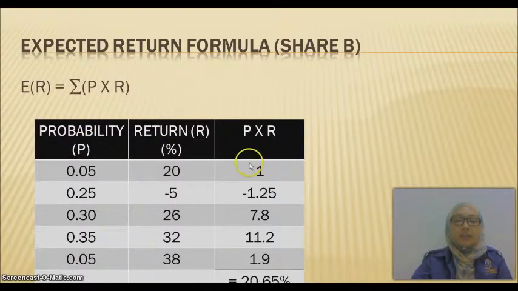And as I said before, to calculate the expected return, you have to add all the P times R. That is 1 plus negative 1.25 plus 7.8 plus 11.2 plus 1.9, and you will get 20.65%. That's all from me for expected return.